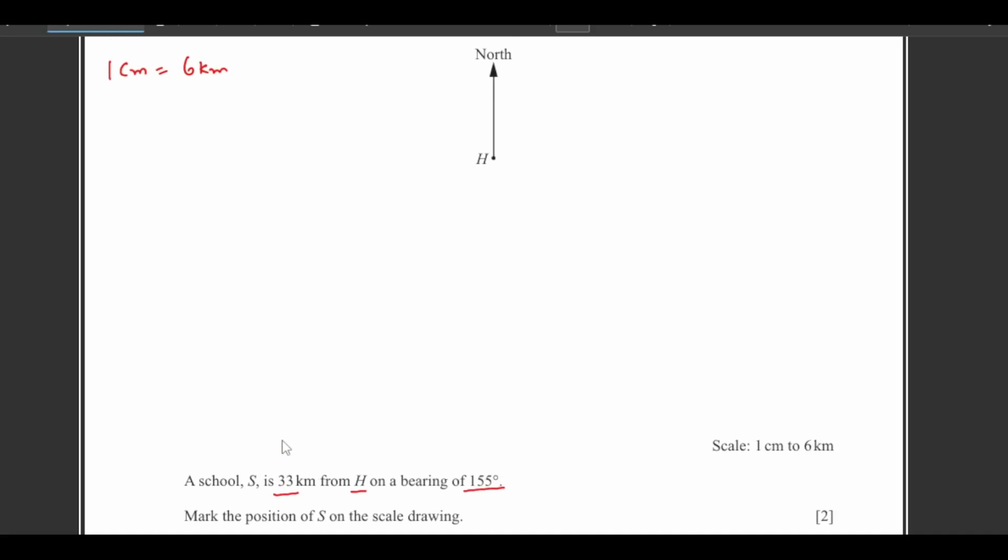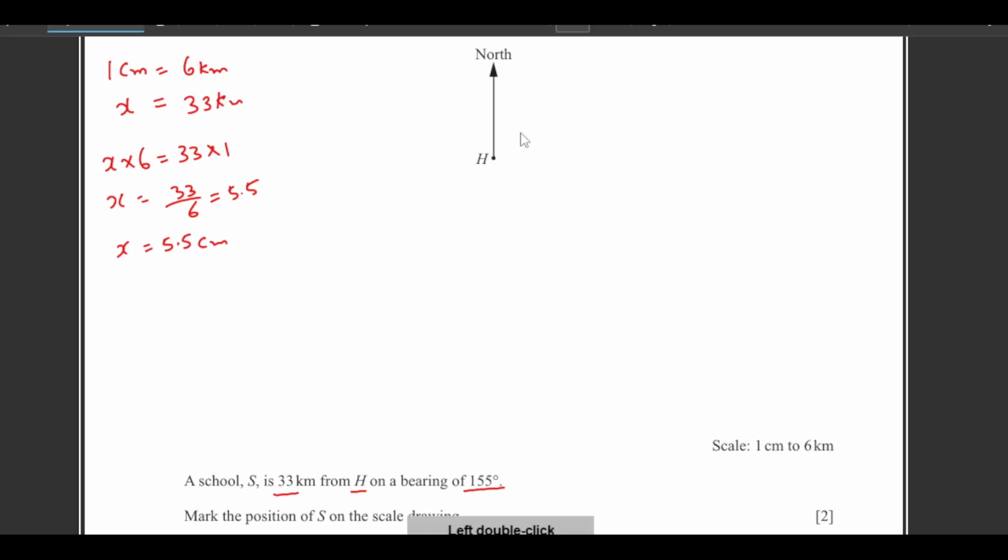For that we need to know how much 33 kilometers will be on the scale. So 33 kilometers is here. Then you cross multiply. So x times 6 is 33 times 1 and x is going to be 33 divided by 6, that gives us 5.5. So x is 5.5. So the school is at 5.5 centimeters and the angle is supposed to be 155. So you place your protractor at this north line and then you draw an obtuse angle of 155 and then you draw a line like this and cut from here 5.5 centimeters.